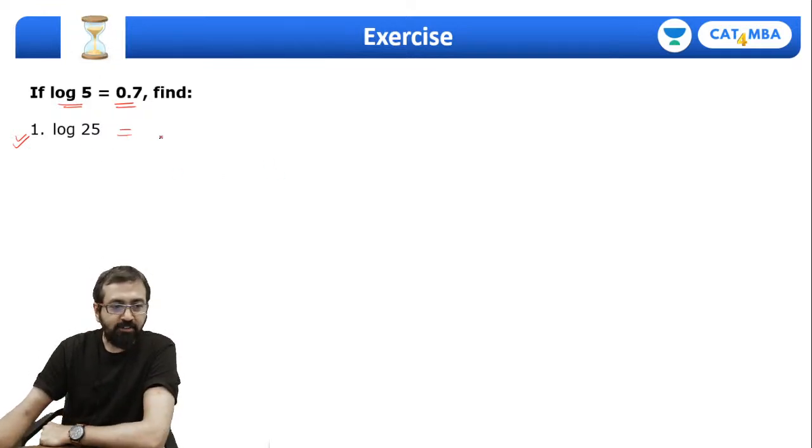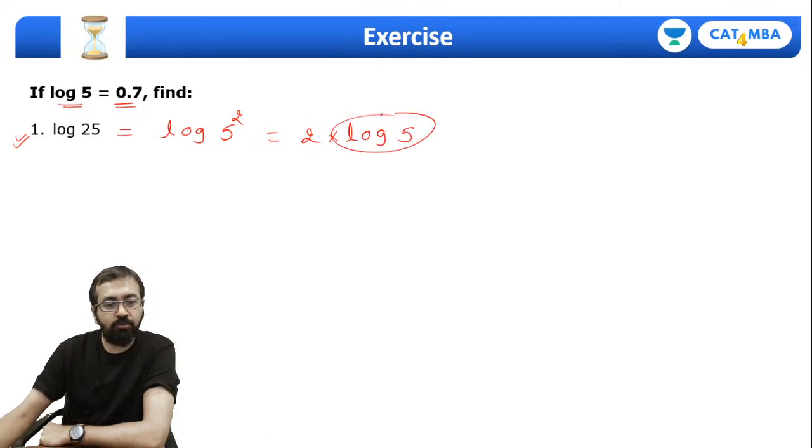So log of 25, of course, it's log of 5 square, or you could have directly written as 2 into log of 5, 2 log of 5, right? And log of 5, we know it's 0.7. So 2 into 0.7, it's going to be 1.4.